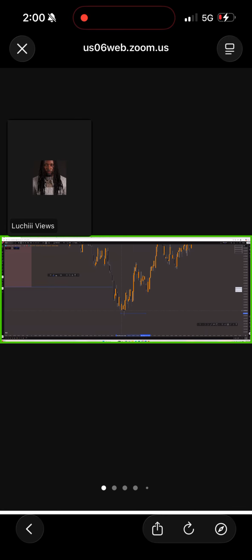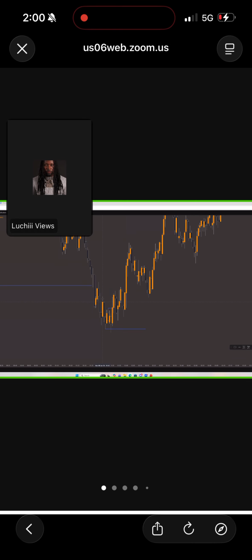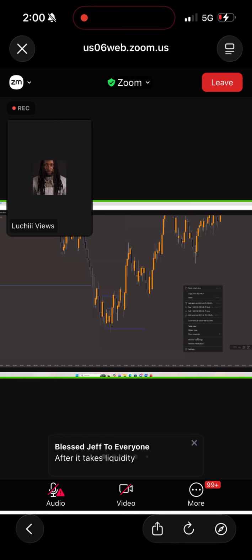Why is this inducement and not this? Because this is the low that led to a break of structure to the upside, sweeping out this high, or breaking structure to this high, and also breaking structure to this high. That's why when price revisits this, it then starts to go back to the upside.